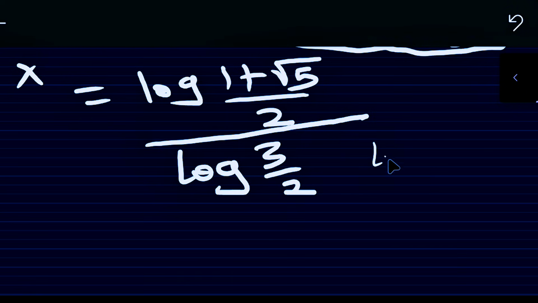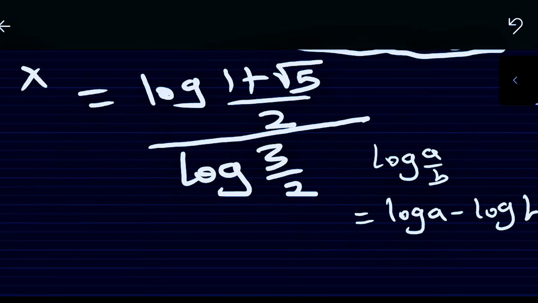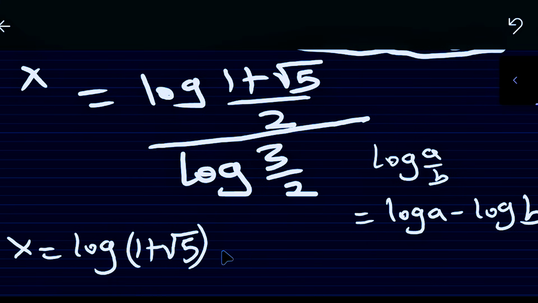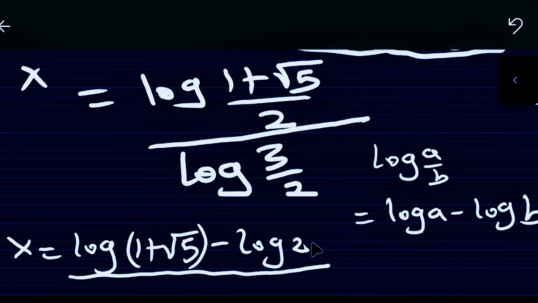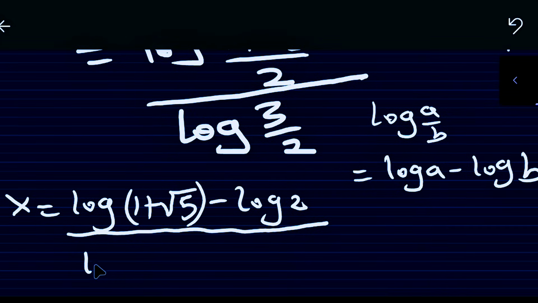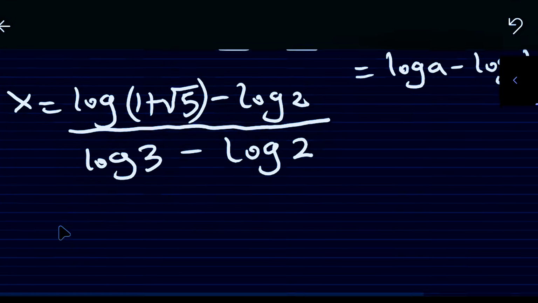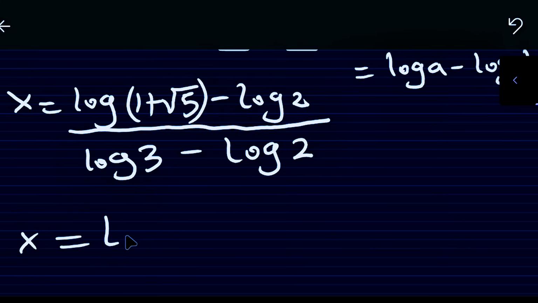Now let's apply another log rule. If you have log of a divided by b, this equals log a minus log b. If we apply this rule here, we are going to have x equal to log of (1 plus square root of 5), let's put this in parentheses, then minus log 2. We attended to this numerator. Now we are going to divide everything by log 3 minus log 2, remembering that this is 2.